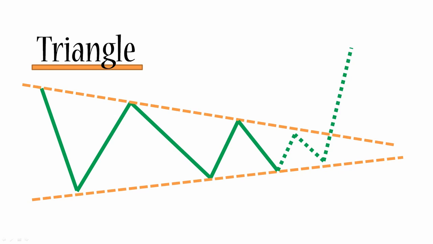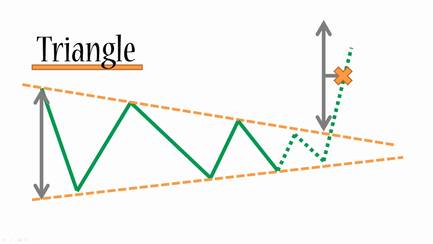So the triangle is also a very good pattern because it actually gives you targets. If you measure the base of the triangle and then copy this measurement to the place where you think the price will shoot out, then an aggressive target is exactly the size of the base. But it is always recommended to go with the more conservative target, which is more reliable: half of the base. So if you measure half of the base from the point where you think the price will shoot out, that's where you should set your take profit.